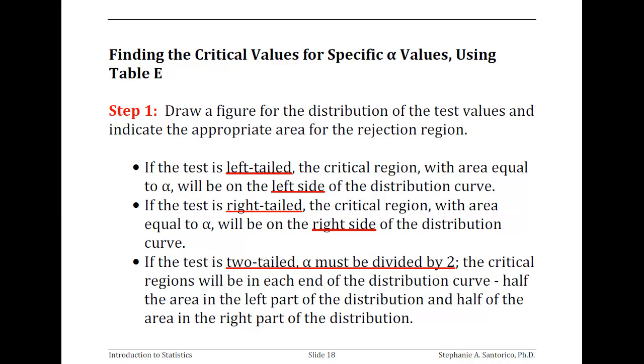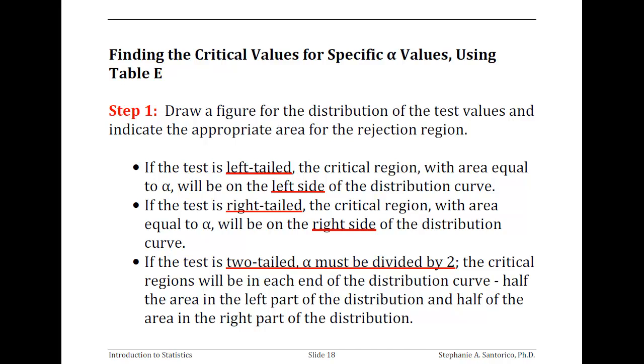All right, so finding your critical values for specific alpha values. We're going to assume we had a Z test. So I'm going to use my Z table, and that's table E from your text. The first thing you want to do is draw the figure for your test values. So if I'm doing a Z test, I'm going to draw my little bell-shaped curve.